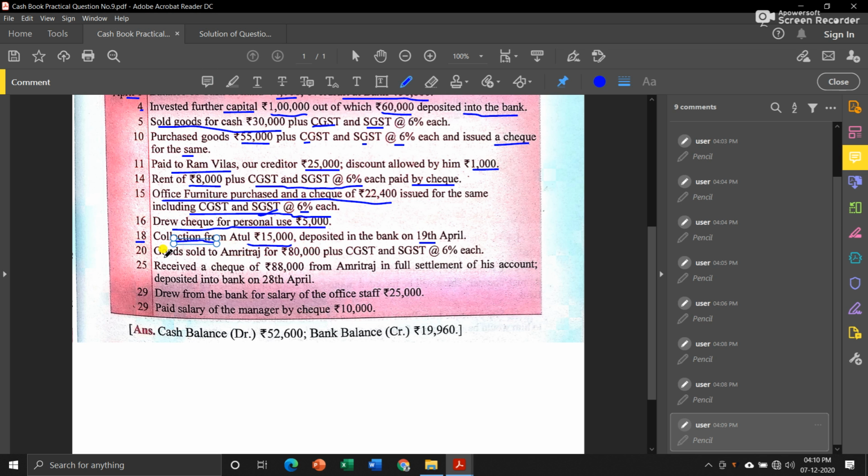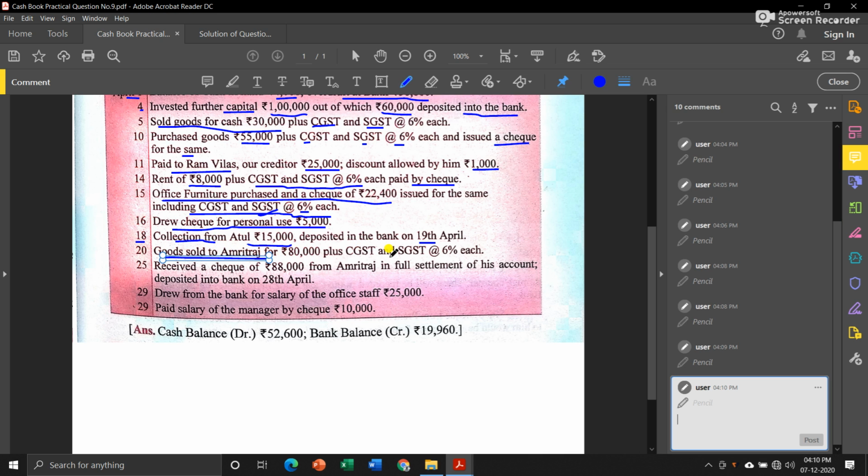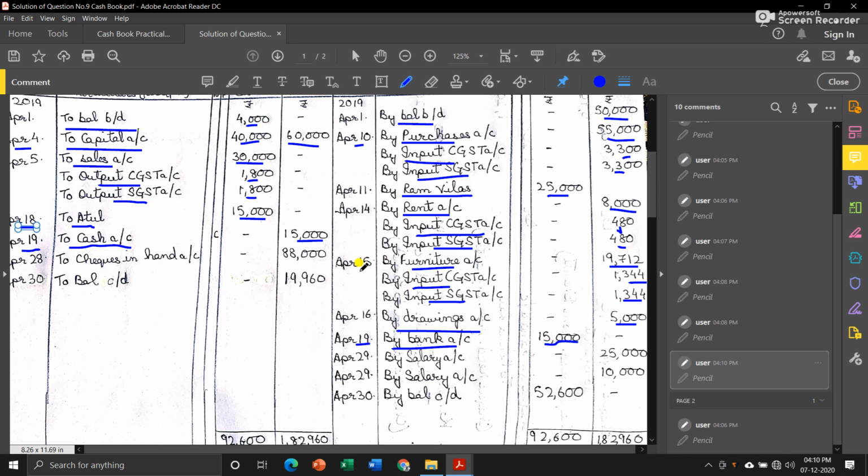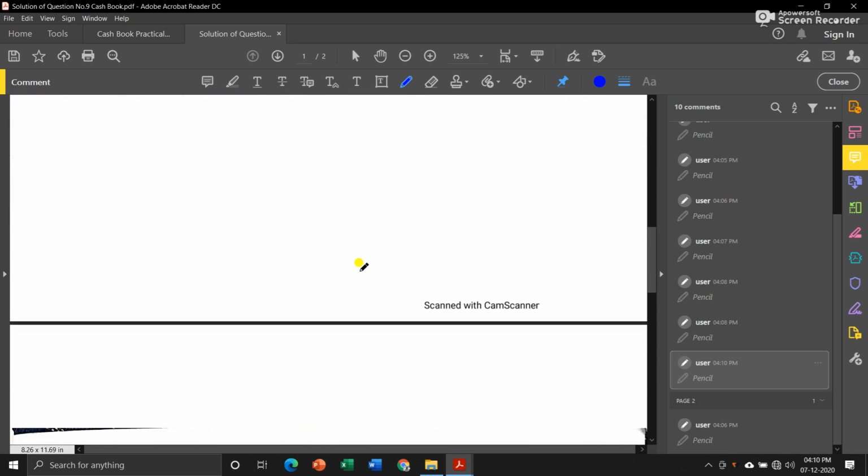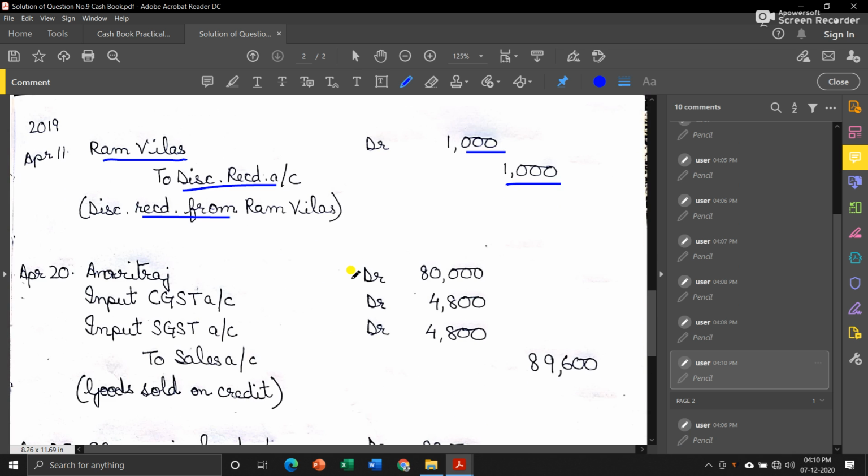Then next, on April 20, goods sold to Amrit Raj for 80,000 plus CGST and SGST at 6% each. Now see, for this sale they haven't mentioned whether it is a cash sale or credit sale, so we are going to assume it as a credit sale. And for a credit transaction we don't record in the cash book, we will simply pass one journal entry. So Amrit Raj account debit, input CGST account debit, input SGST account debit to sales account.